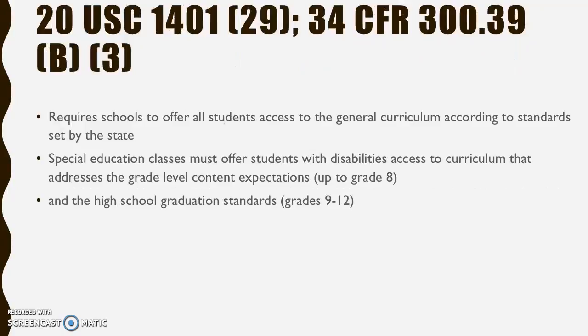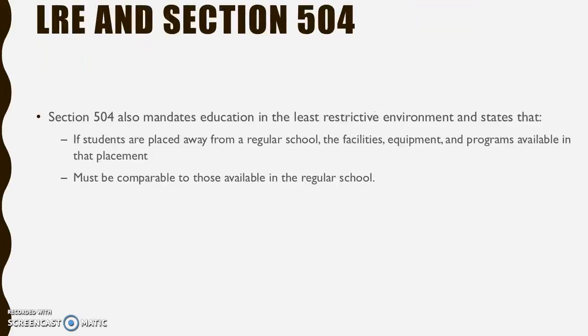20 U.S.C. 1401, 34 CFR 300.39 requires that schools offer all students access to the general curriculum according to the standards set by the state. Special education classes must offer students with disabilities access to the curriculum that addresses the grade level content expectations up to 8th grade and the high school graduation standards, grades 9 to 12.